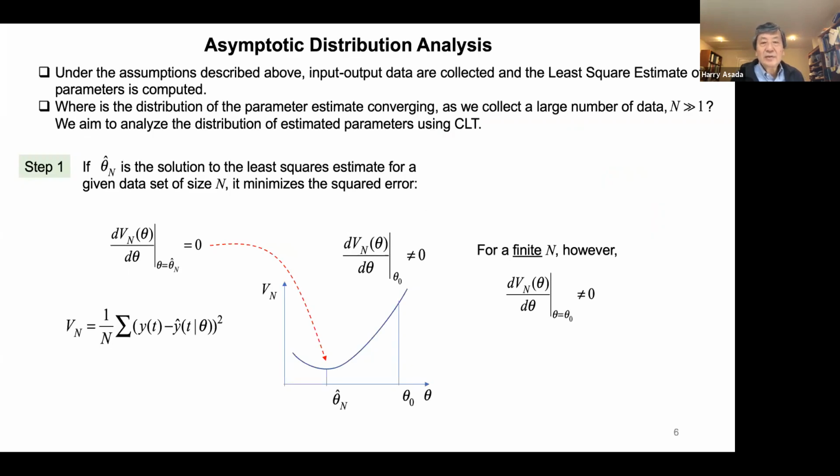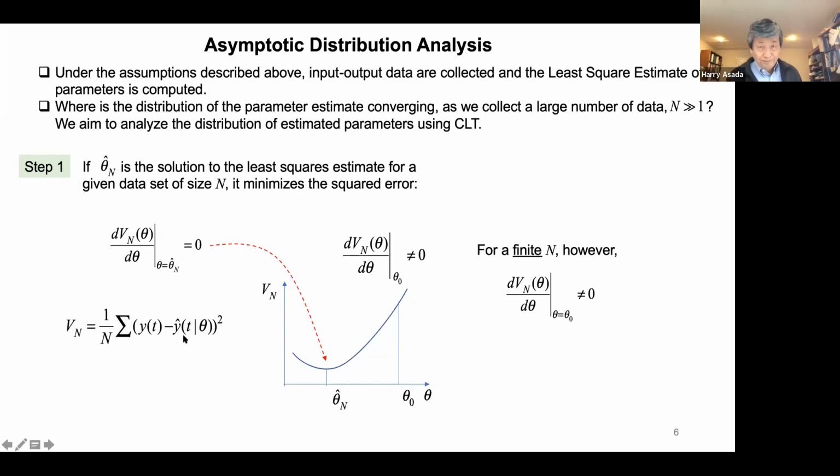Now, asymptotic distribution analysis. Under the above assumptions, input-output data are collected, and we apply the least squares estimate for determining the parameters, right? The question is, where is the distribution of the parameter estimate converging, and what happens as we collect more and more data? So we apply the central limit theorem. We need to go through 3 steps. This analysis is a little long, so please bear with me. Step 1: theta n hat is the solution to the least squares estimate, basically the prediction error metric, right?